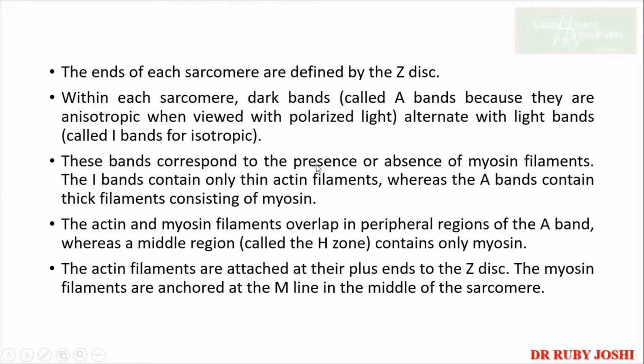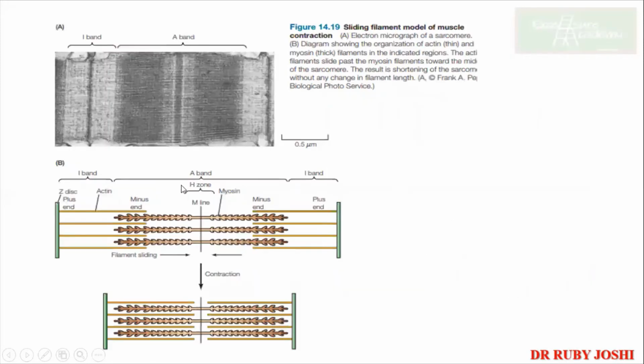The A band, I band, what is the H zone? If you see, this is the H zone, M line, it means only myosin is present. Is this much clear to everyone? And here the plus and the minus end is about the actin. Okay, so it's about the actin.